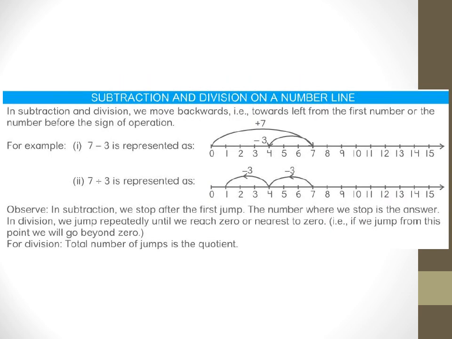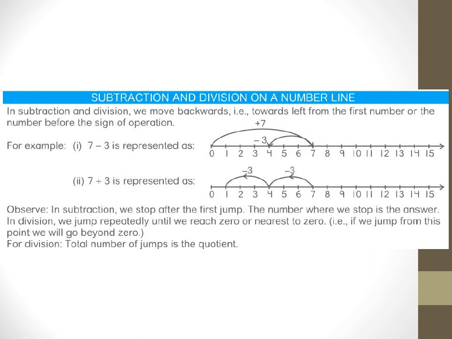Subtraction and division on a number line. Now in subtraction and division we move backwards, that is to the left from the first number, or the number before the sign of operation. Since while we do division and subtraction a number is reduced, we will move to the left hand side. In addition and multiplication we were moving to the right hand side. Now we are going to move to the left hand side.